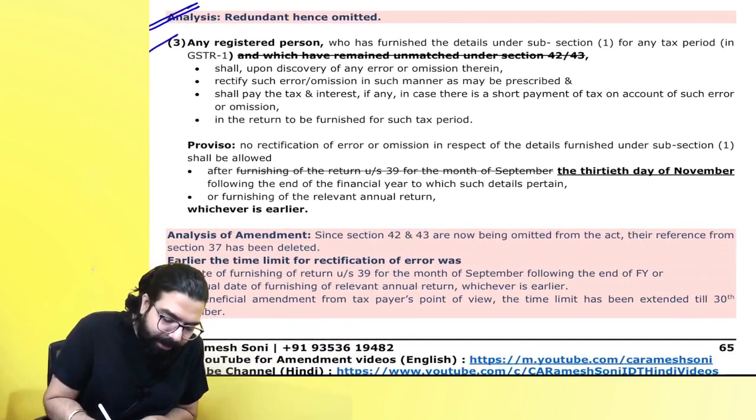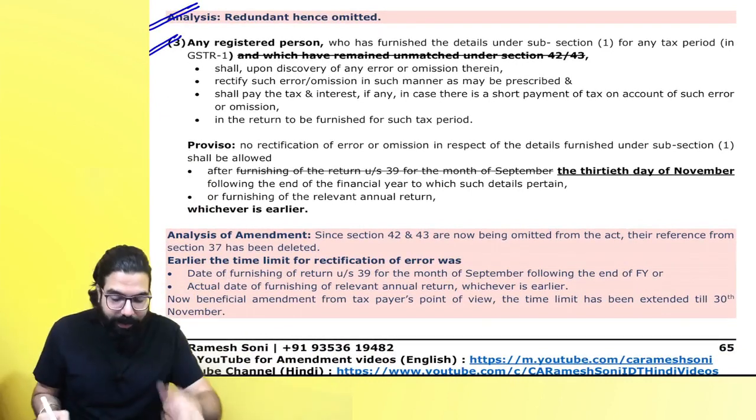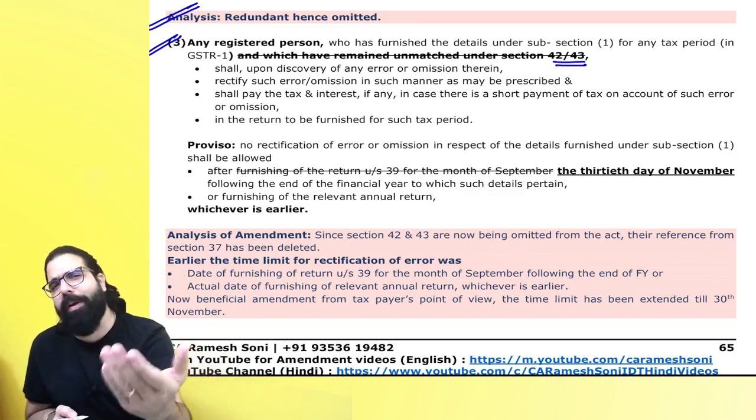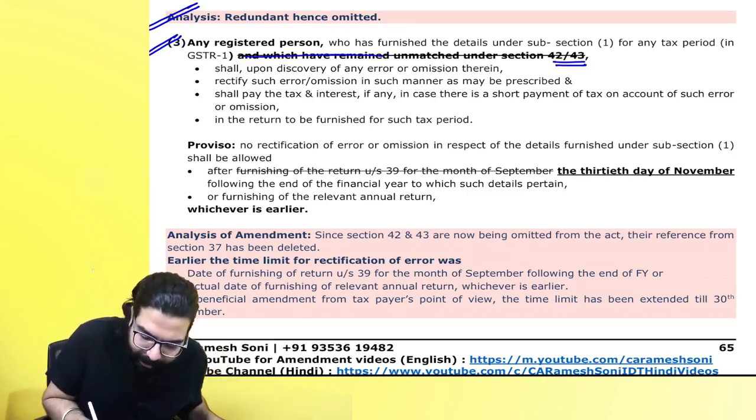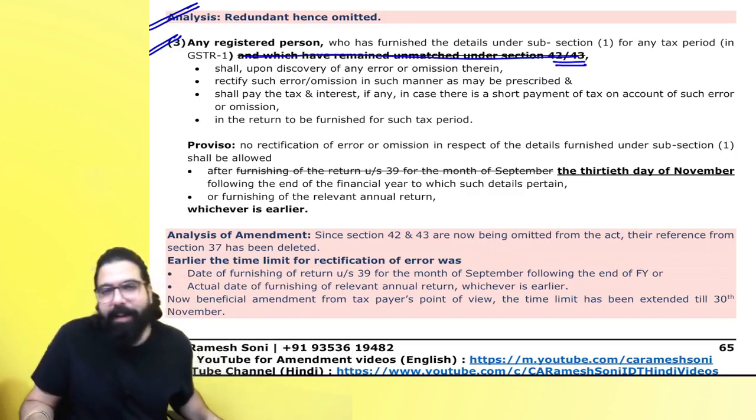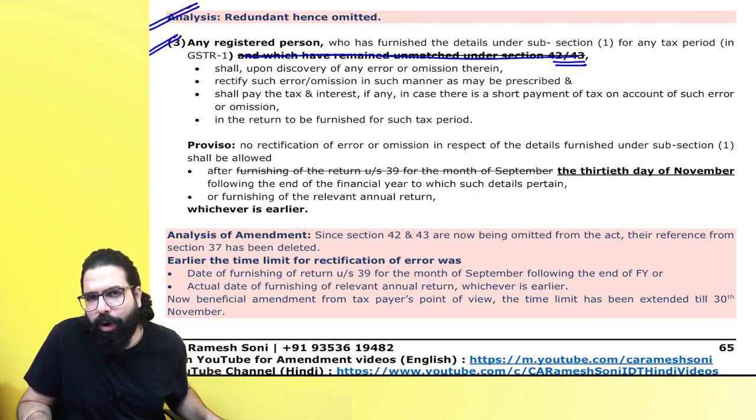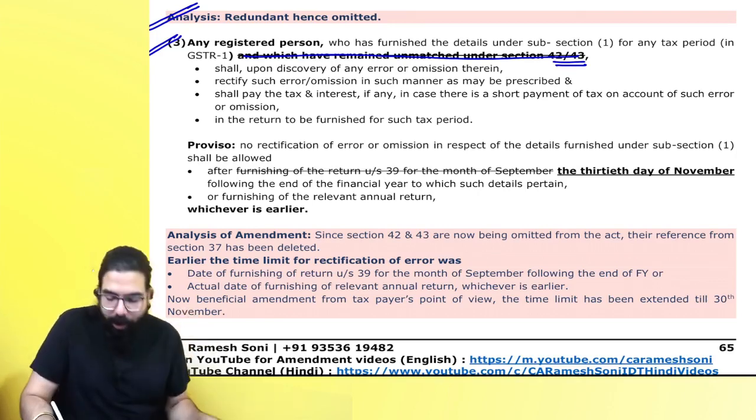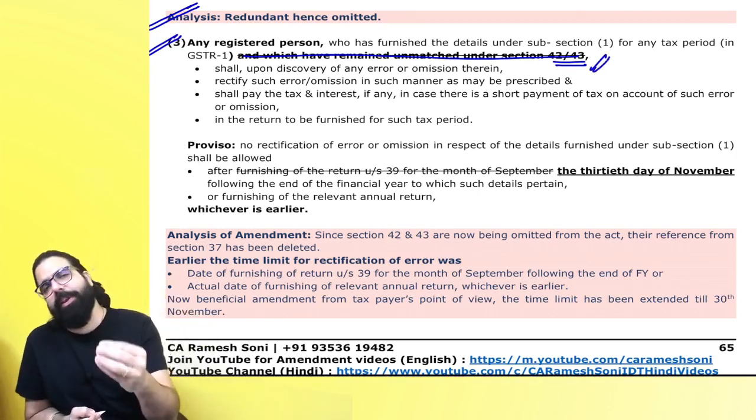Section number 37.3. Section number 37.3 में rule 42 and 43 का reference was there. Government told 42 and 43 is gone and hence they went ahead and deleted. See, this matching, mismatching, etc. का concept was there in rule number 42 and 43, and rule number 42, 43 gone. All the references of rule number 42, 43 deleted.